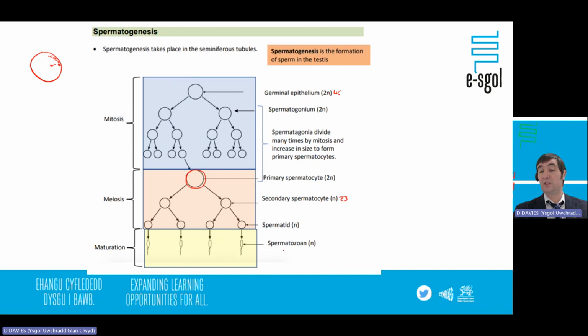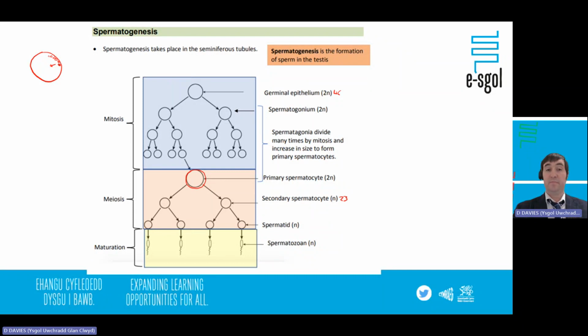Spermatozoa, plural, spermatozoan, individual. So these are the spermatozoa that will form part of the semen that is ejaculated. These are now in the middle of my seminiferous tubule, and then these will mature in the epididymis at the end, the piece on the back of the testis.